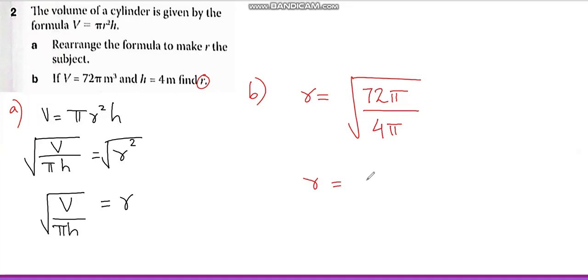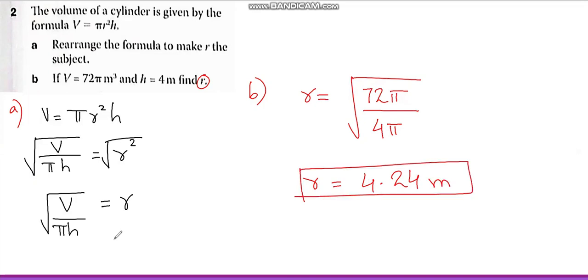That will be approximately equal to 4.24. Here, this answer is actually being rounded off. So this is the radius, and its unit should be meter. Now let's proceed to the next question.